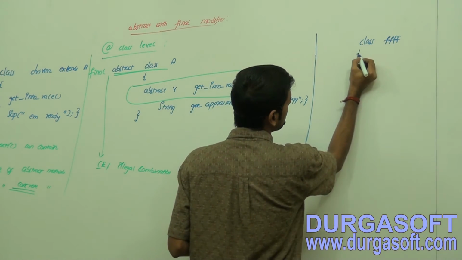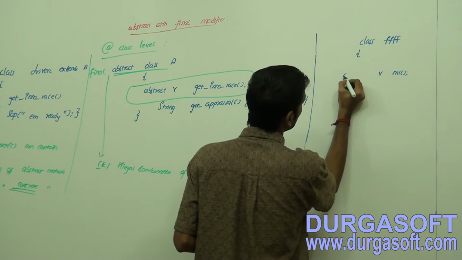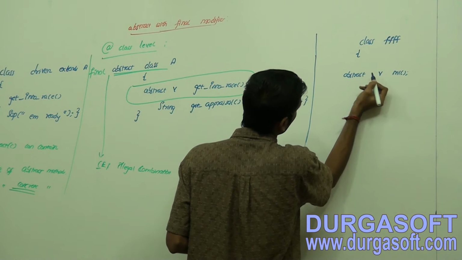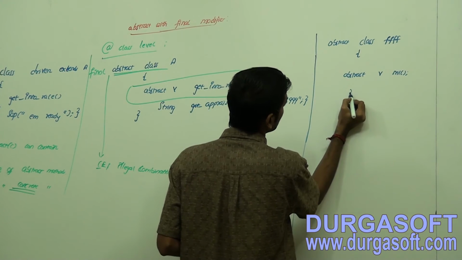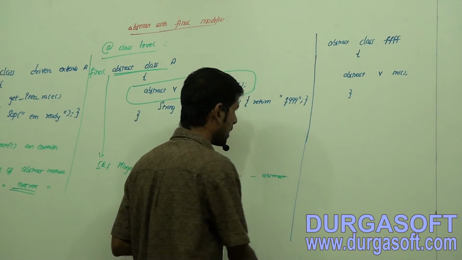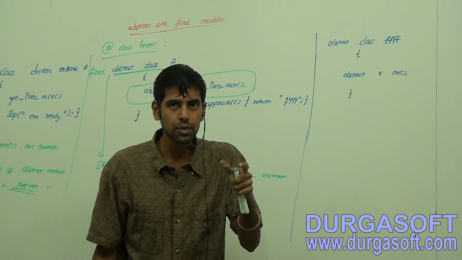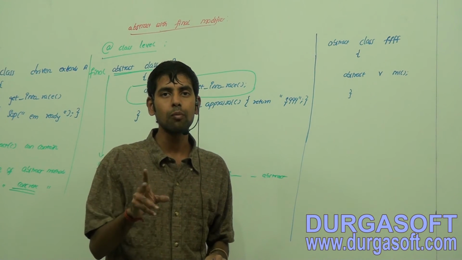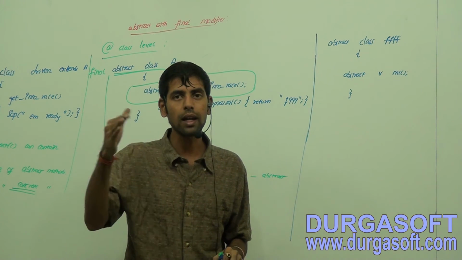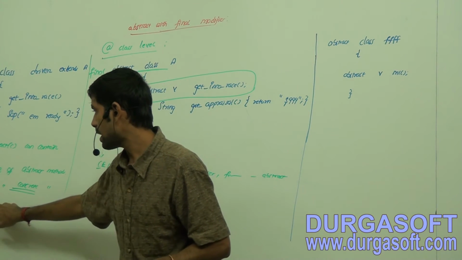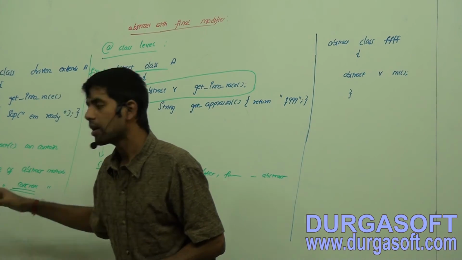Now observe here. Now void m1 method, I want to make this one abstract. Now think that this is an abstract class. Can an abstract class contain any number of abstract methods? Yes, it can contain 0 or any number, and it can contain any number of concrete methods. 0 or any number.